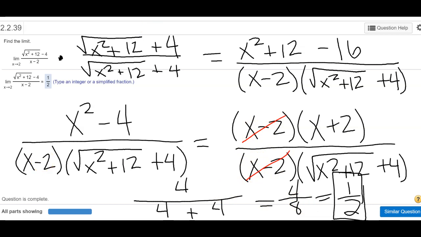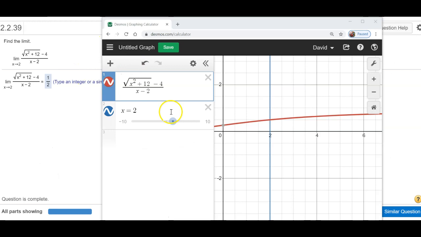And so we ended up with a half. All right, but just remember, Desmos can give you an upfront idea of what that limit is going to be. I can see that it's going to be a half just from following in from the left and right. All right, 0.499 on the left side, and then same thing over here, 0.501 on the right side. They're both pointing to a half.